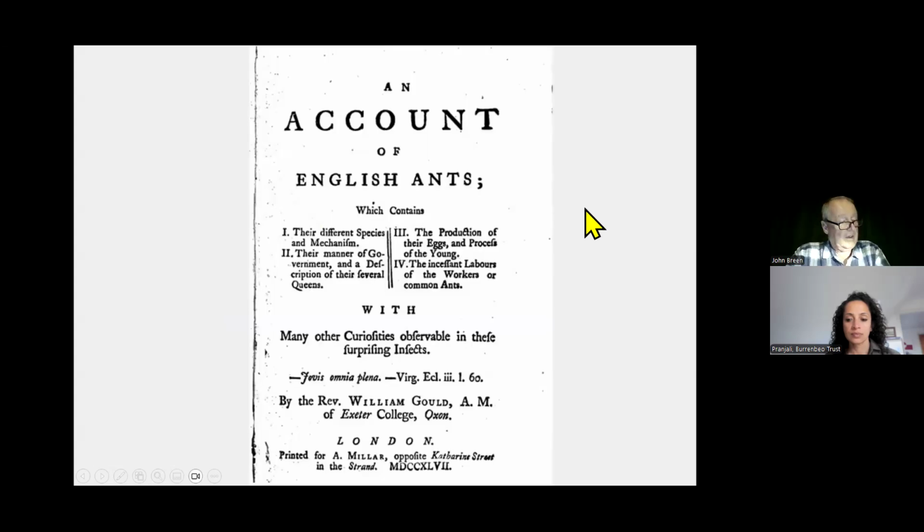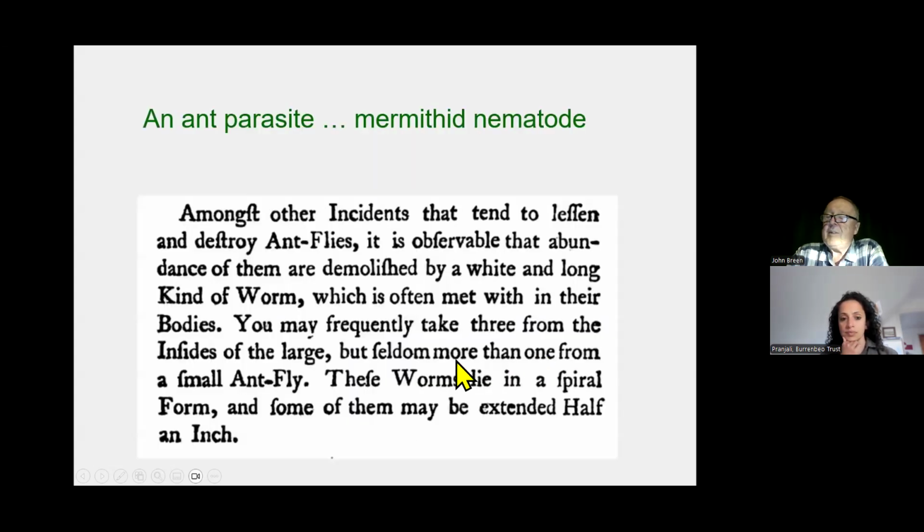And then to show you an interesting parasite of ants, and I'm happy to boast that I've got a copy of this book. It's 1747. It's the first book on ants in English. And they mention, amongst other incidents, things that tend to lessen and destroy ant flies. Now, ant flies are what they're calling queens and males, the flying ones. This man says: it's observable that some of them are demolished by a white and long kind of worm. You may frequently see three or four insides, but seldom more than one from the small ant fly. The small ant fly is the male.